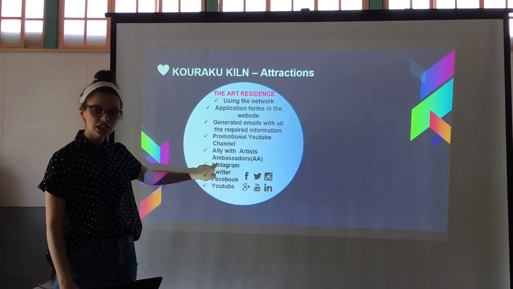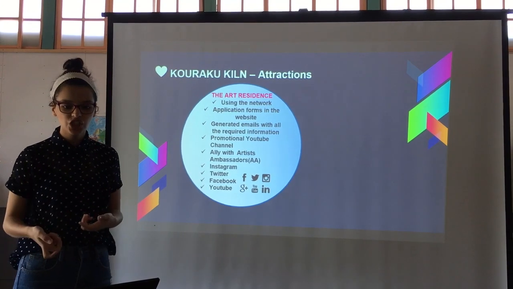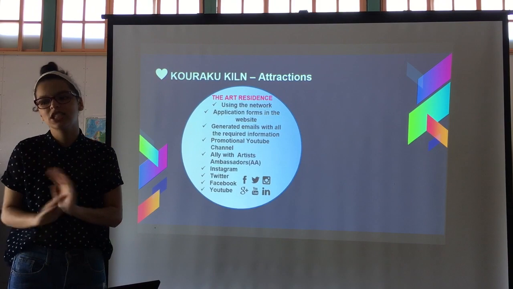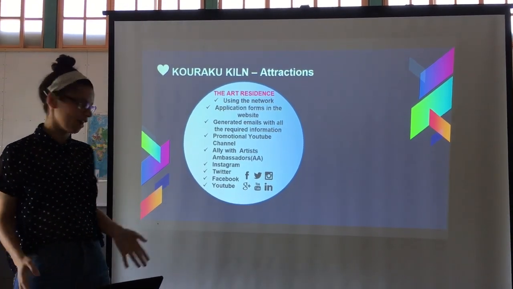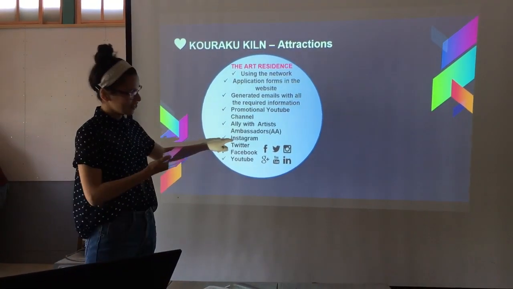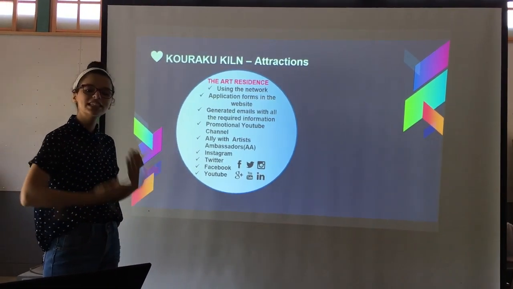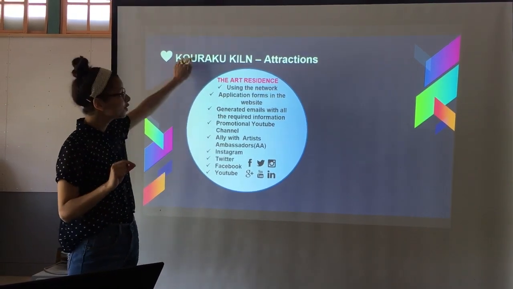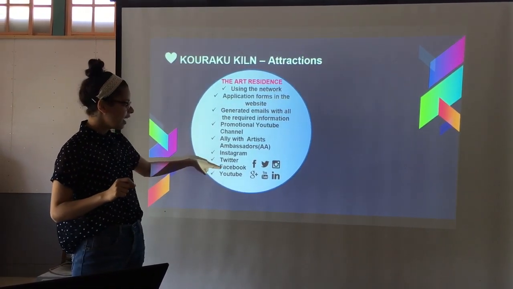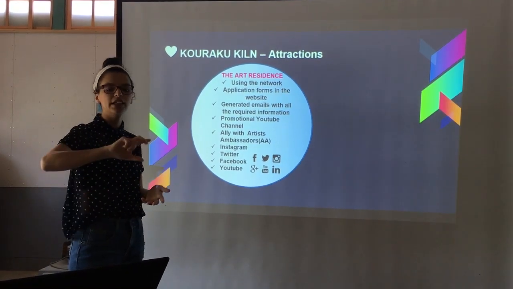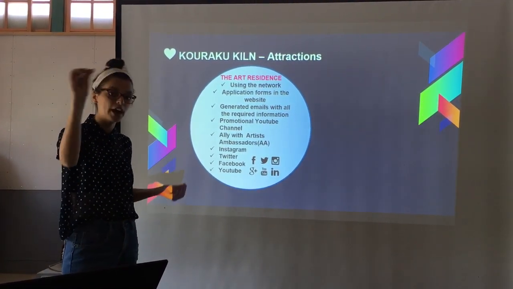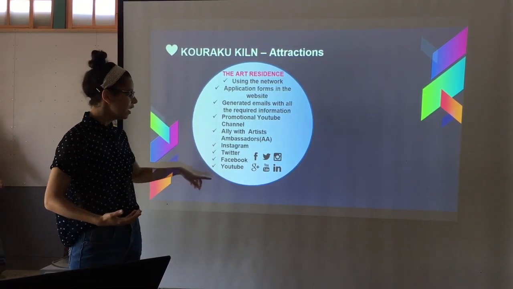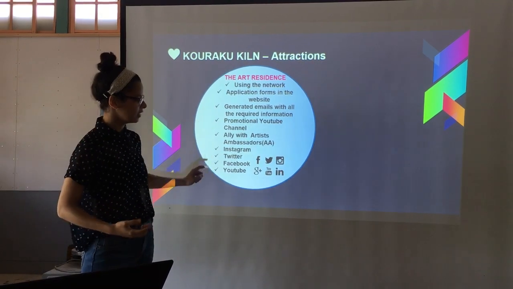We need to create Instagram because people upload pictures and they want to tag the Kouraku Kiln for hashtags and anything, but they don't find Kouraku Kiln on Instagram. And that's a shame because Instagram is the newest social media. So Instagram for Kouraku Kiln, exactly for Kouraku Kiln. And then Facebook, we can just continue and change the Happy Lucky to Kouraku Kiln. This is what we do, and make it alive.